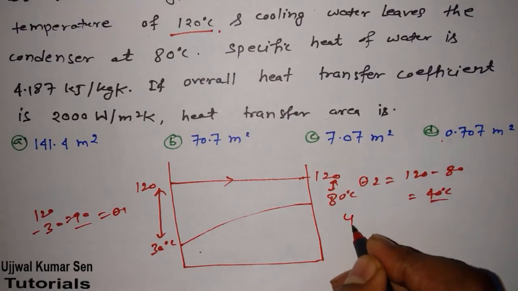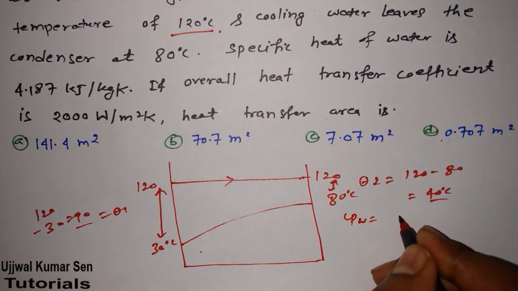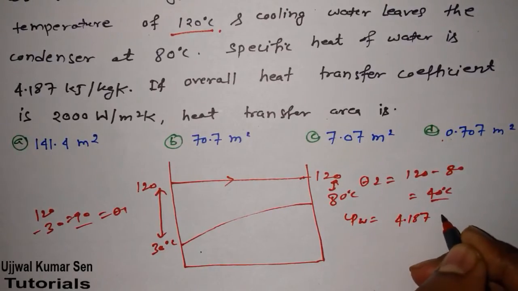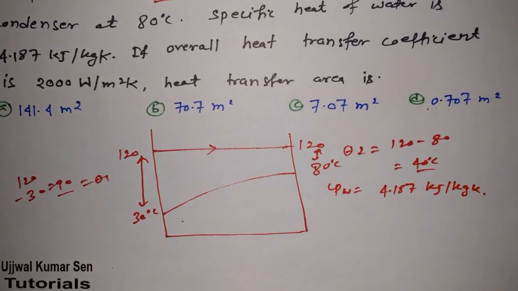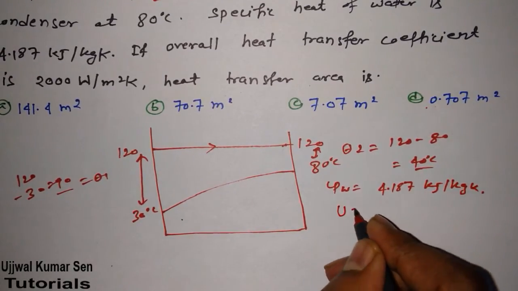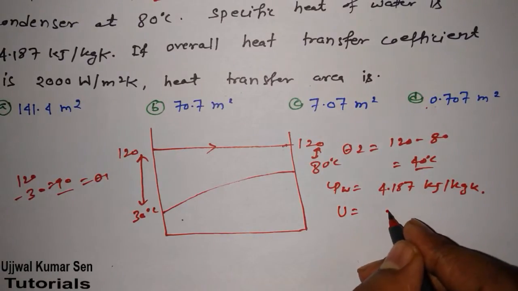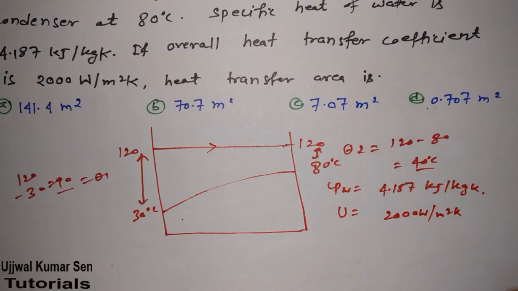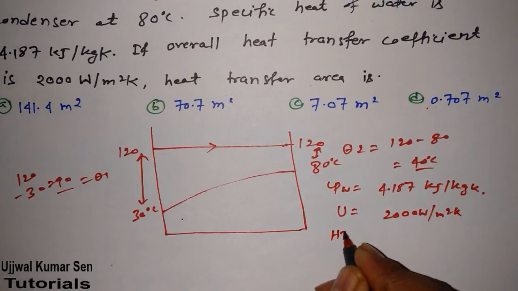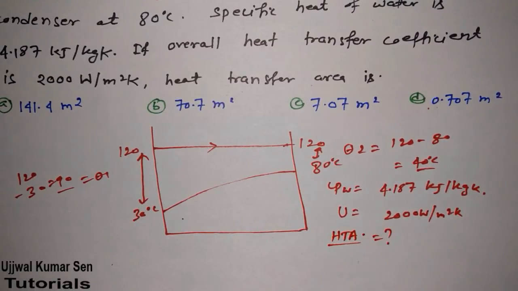What is given: Cp of water is equal to 4.187 kilojoule per kg Kelvin. The overall heat transfer coefficient U is equal to 2000 watt per meter square Kelvin. We have to find out the HTA, heat transfer area. What is the value of heat transfer area? We have to find this in this question.